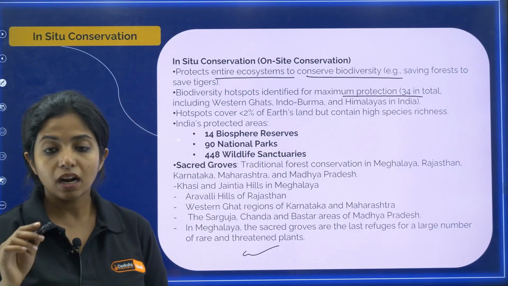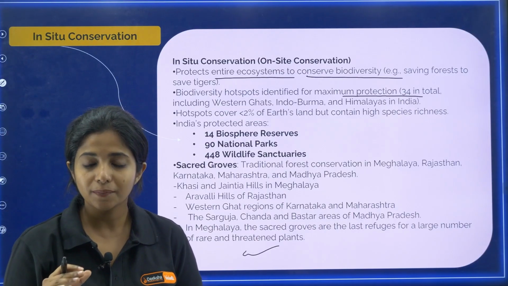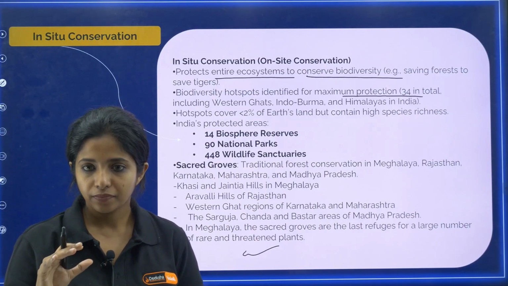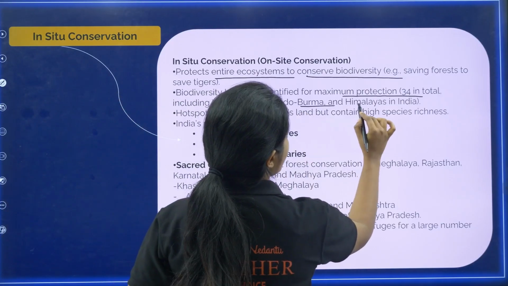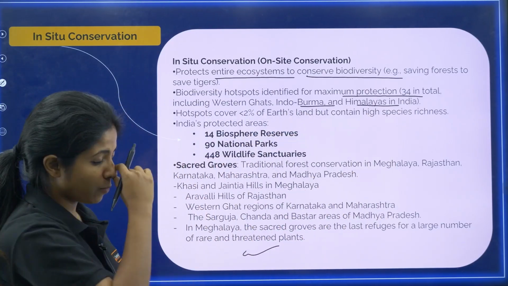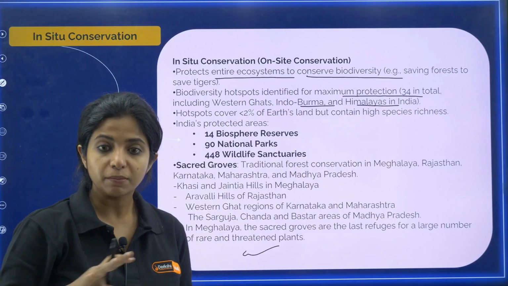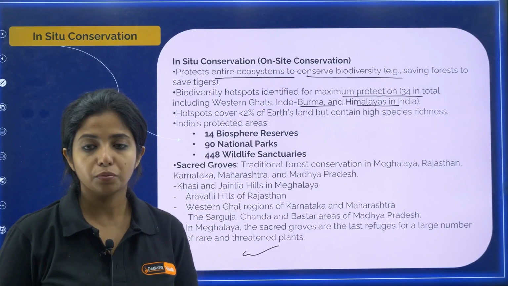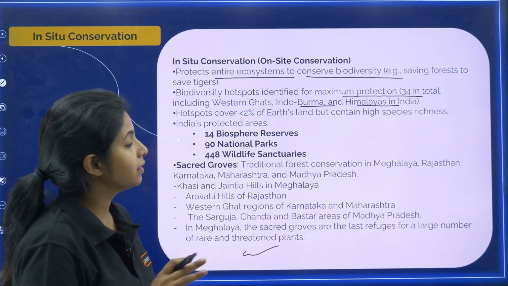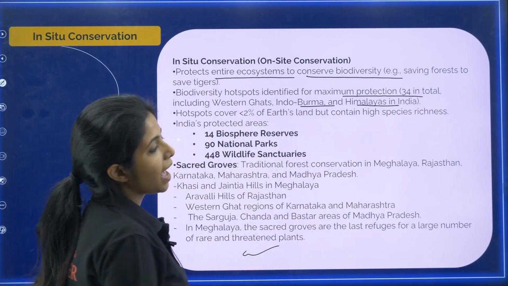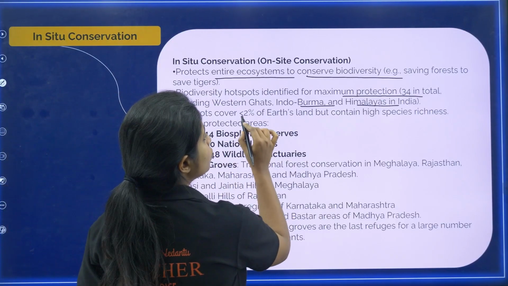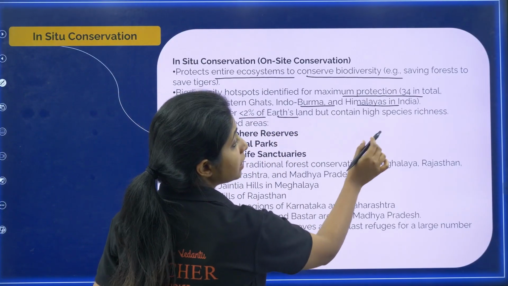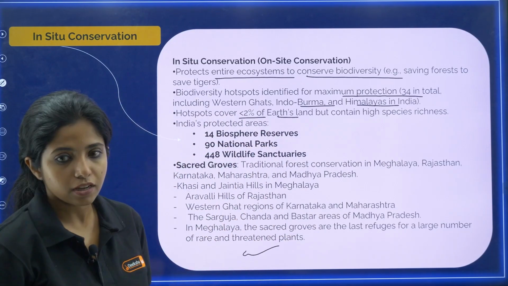So listen, there are biodiversity hotspots. You know how many in India? 34. Sorry, I'm talking about the general thing. If you talk about biodiversity hotspots, there are 34 of them, and in that we include the Western Ghats, Indo-Burma and Himalayas of India. Now, hotspots cover more than 2% of Earth's land but contain high species richness, my dear children.